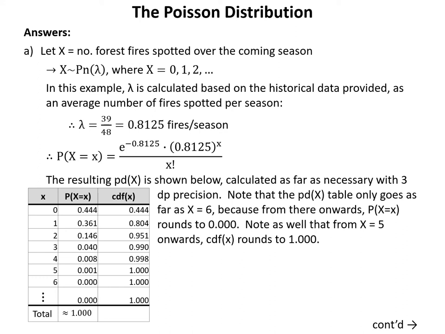The resulting PDX is shown below, calculated as far as necessary with 3 decimal place precision. Note that the PDX table only goes as far as X equals 6, because from there onwards, the probabilities round to 0.000. And note as well that from X equals 5 onwards, the CDF rounds to 1.000. So we can stop at X equals 6, and we just include the last row with the dot dot dot, and all further probabilities are 0.000, and all further CDFs are 1.000.